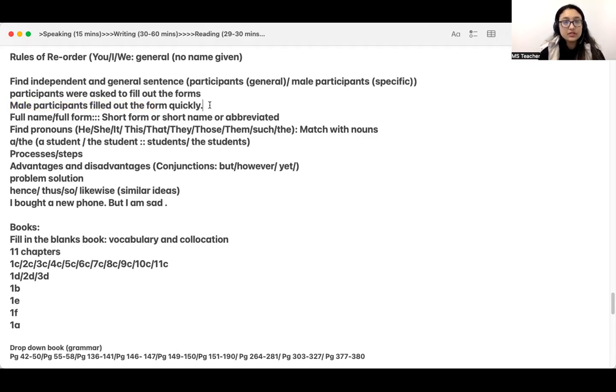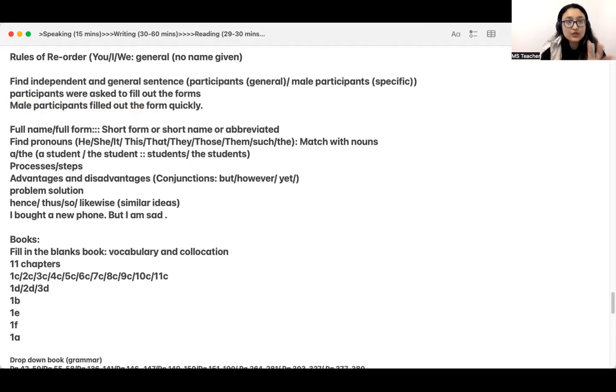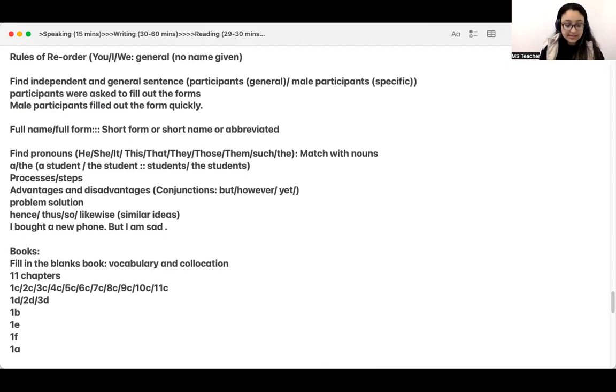General means overview, the holistic idea, and independent as well. Independent means you can't have he, she, it, they, those. These kinds of pronouns you can't have in the first sentence. Then the second rule: once you find the first sentence, I'm assuming that you understand what is independent and what is general, so you will be able to find out the first sentence. Now, after finding out the first sentence, what happens next is you go and find out some kind of hint, like maybe there's a full name given and there's a half name or short form given. So try to find out such sentences.